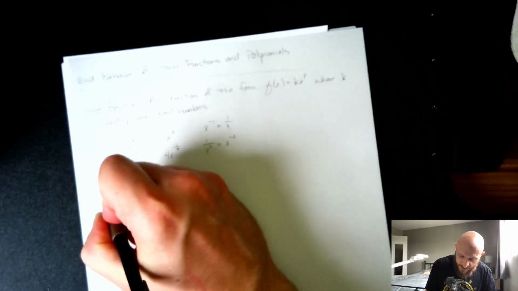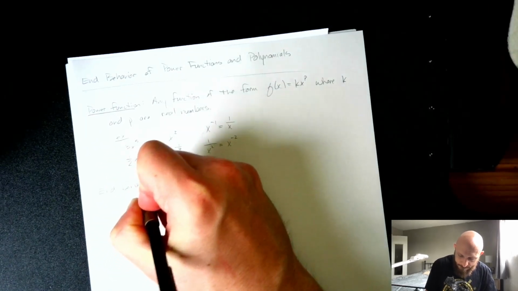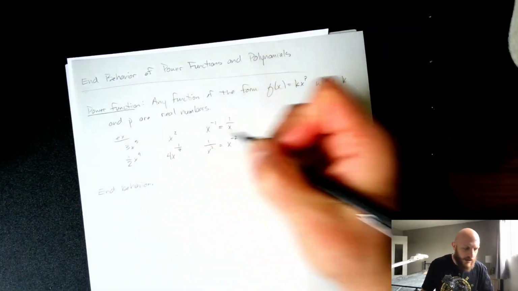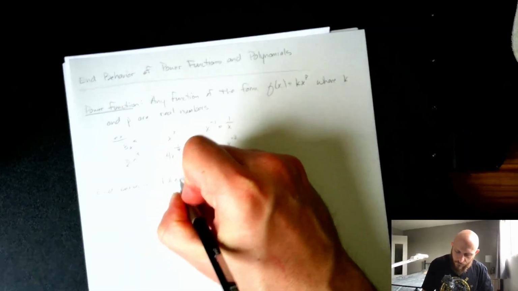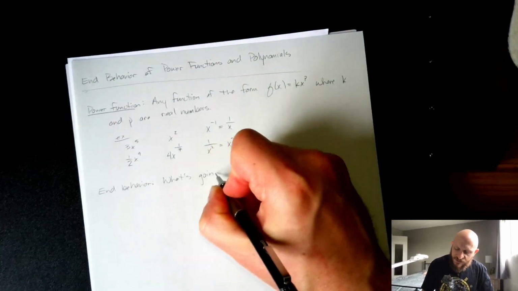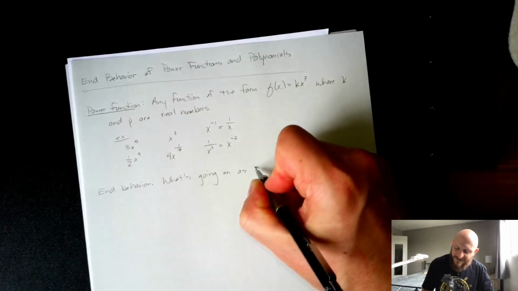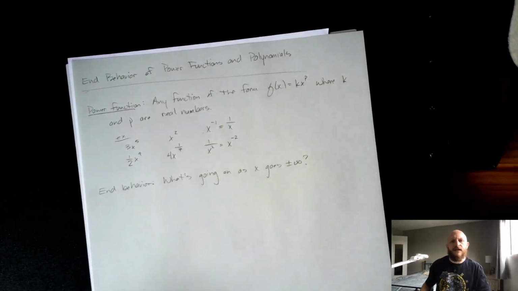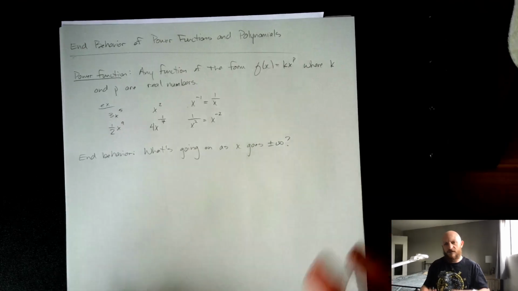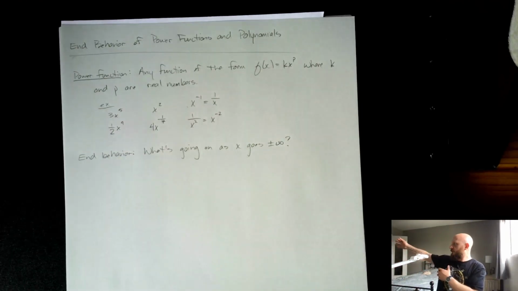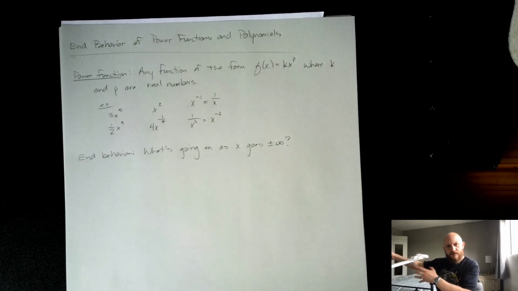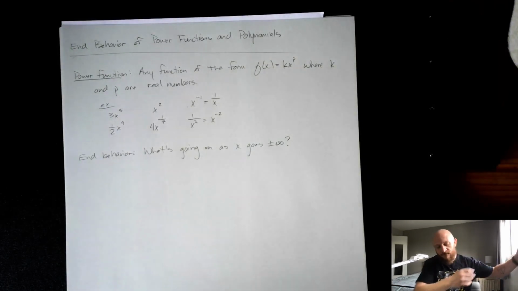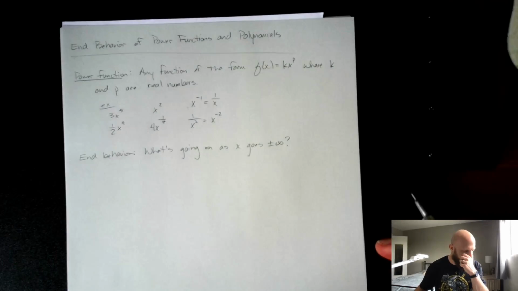How about end behavior? In particular, we'll look at end behavior of power functions, but end behavior just means what's going on at the outer edges. What's going on as x goes to positive or negative infinity. That's all the end behavior means, the end points. Let x get really, really big in the positive direction. What happens to the function? Let x get really, really big in the negative direction. What happens to the function? That's all that end behavior is.